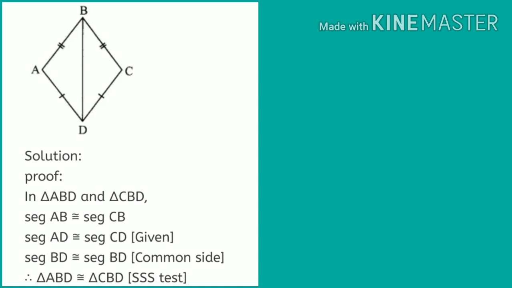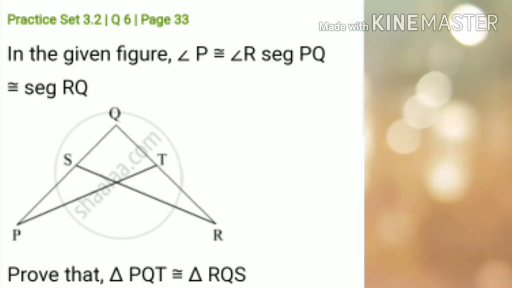Here there is no need to write the remaining congruent parts, that is not asked in the question. So just prove that these two triangles are congruent. Two sides are given to you congruent, and one we observe: BD is the common side between these two triangles. So these two triangles are congruent by SSS test of congruency. Okay. Last question of practice set 3.2, that is question number 6.